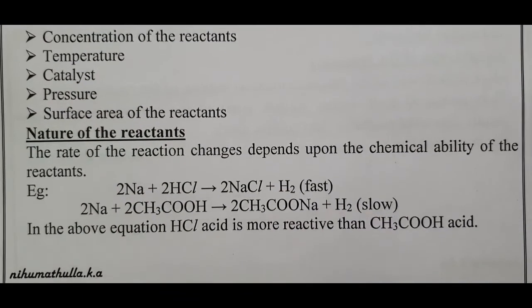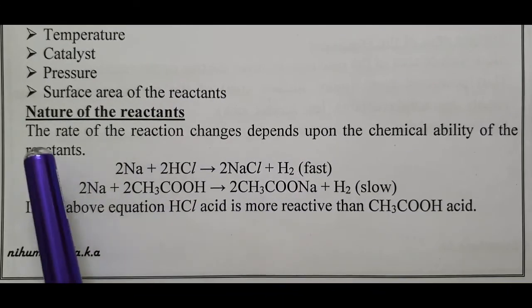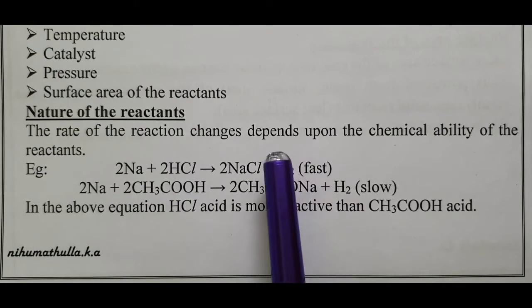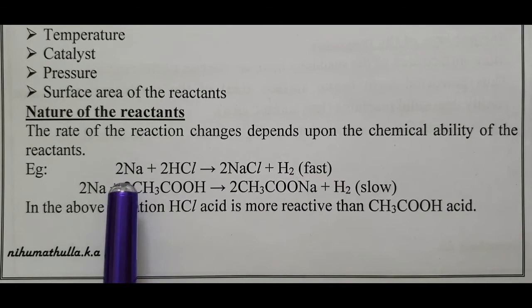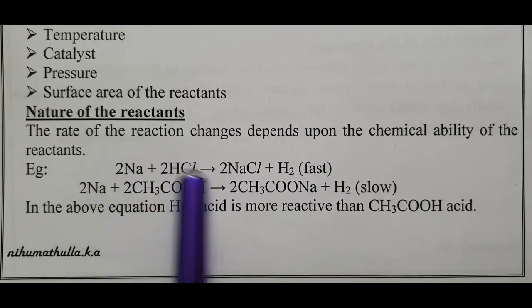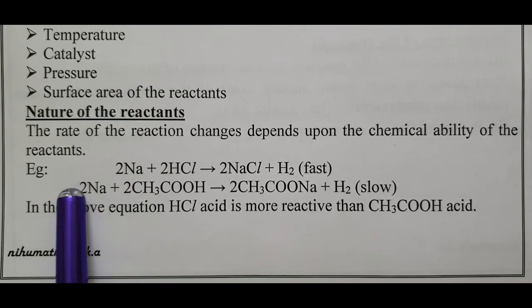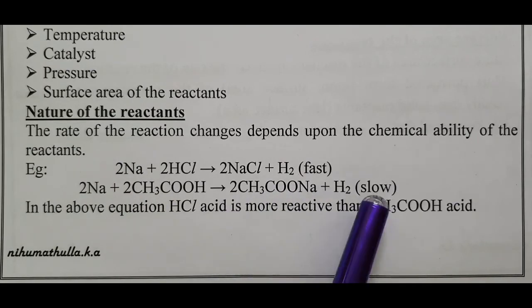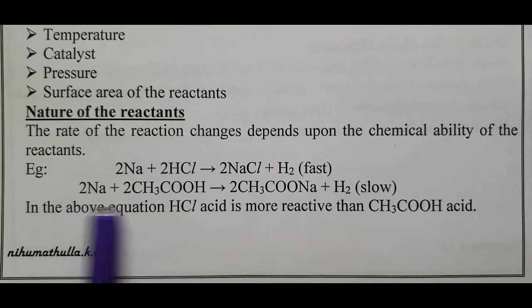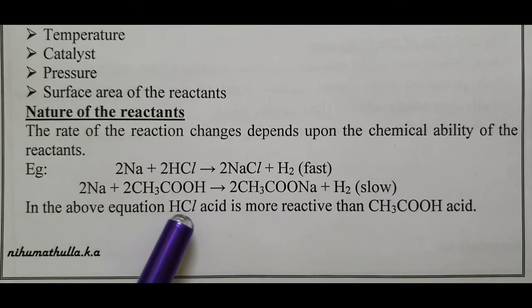First one is nature of reactant. How does it affect the rate of the reaction? The rate of the reaction changes depending upon the chemical ability of the reactant. Sodium, when added with hydrochloric acid, liberates hydrogen, which is a very fast reaction, and forms sodium chloride. Sodium, when added with acetic acid, also liberates hydrogen, forms sodium acetate, but it is a slow reaction. In the above reaction, HCl acid is more reactive than acetic acid. One is inorganic acid, mineral acid, another one is organic acid, ethanoic acid.